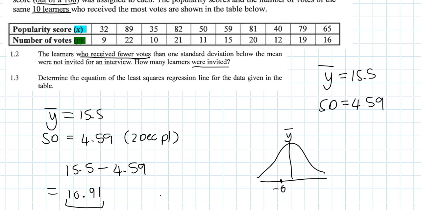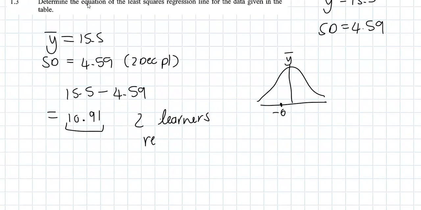If we take a look at our number of votes, then over here, this learner received only 9 votes, and this learner received 10 votes, and then the rest of the votes, 22 is more, 21 is more, 11, 15, 20, 12, 19, 16, those are all more. So only 2 learners received less than 10.9. 2 learners received fewer votes.